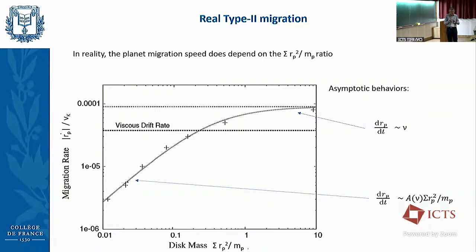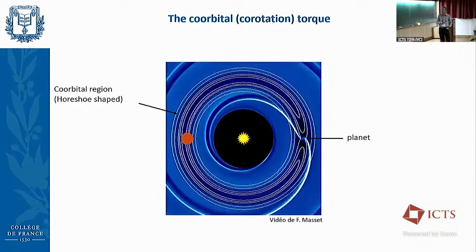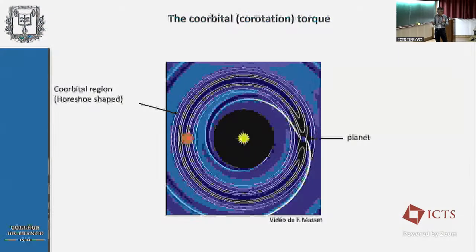So I explained the classic vision of type 1 and type 2 migration. But to have a more complete view of how the planets evolve and be able to understand their resonant dynamics tomorrow, we need to go a little bit into some complication. So let's go back to small planets, planets that don't open gaps. So they have gas everywhere, also along their orbit.